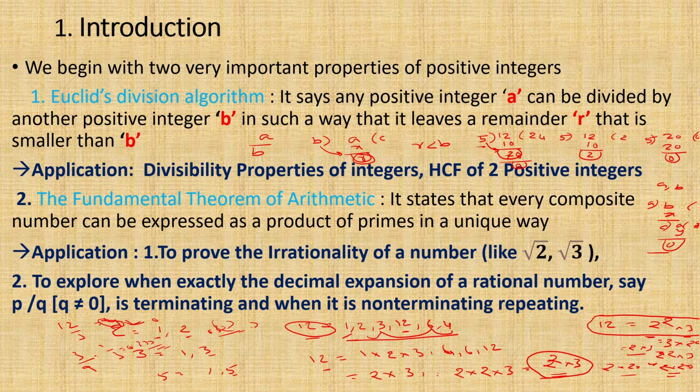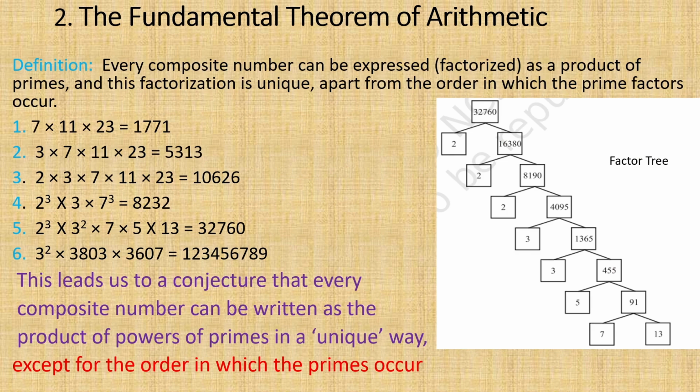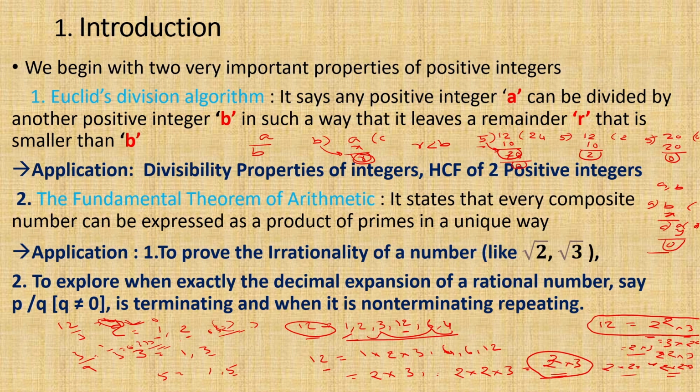In this chapter we will see Euclid's division algorithm, which we have seen, and the fundamental theorem of arithmetic. Everything we will see now. So this is the fundamental theorem of arithmetic. Euclid's division theorem is simple, everybody knows it. This fundamental theorem is somewhat tricky, so we will explain that concept clearly.